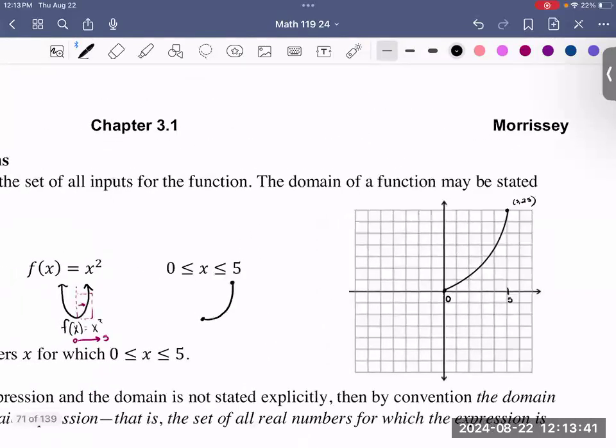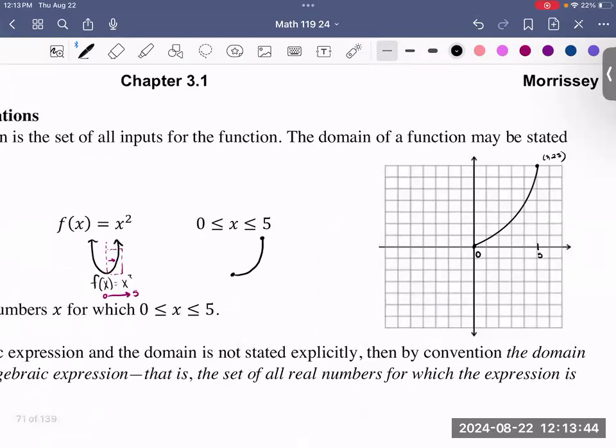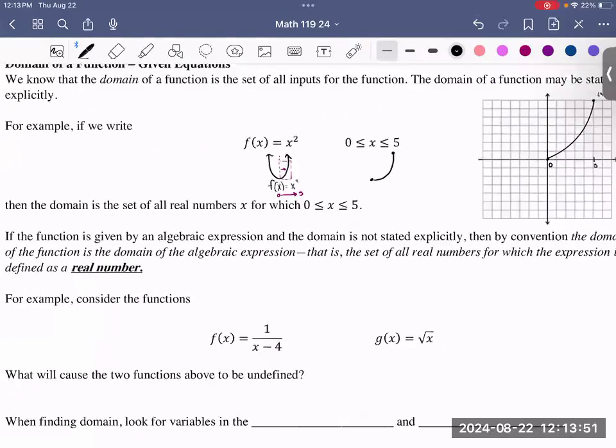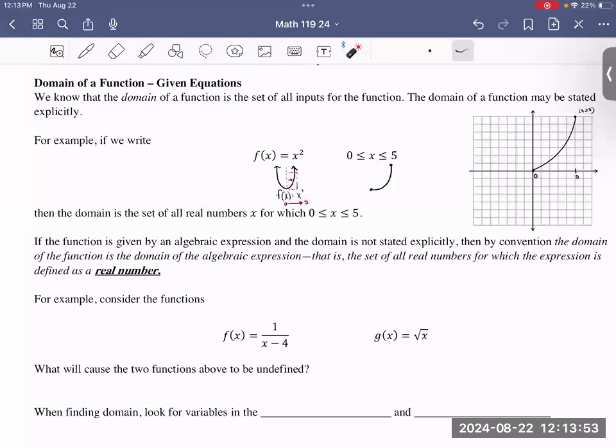Now, other times we might not explicitly tell you what these restricted values are, in which case we have a few different variations. And this comes all from your algebraic expression. Again, it says if the function is given by an algebraic expression and the domain is not stated explicitly, then by convention, the domain of the function is the domain of the algebraic expression. That is the set of all real numbers for which the expression is defined as a real number.